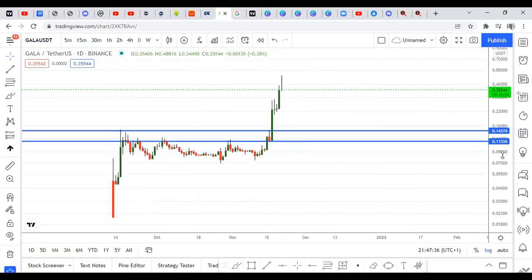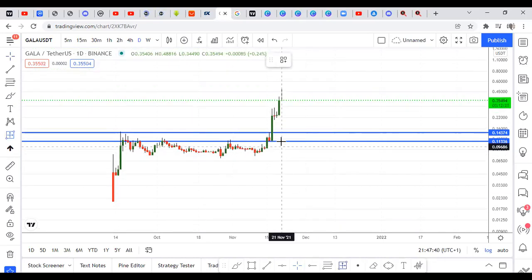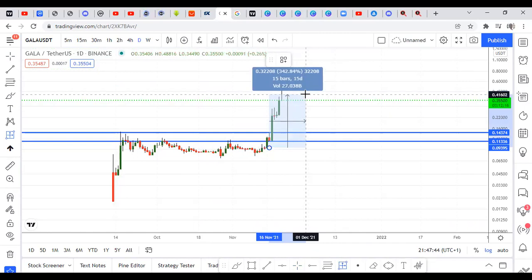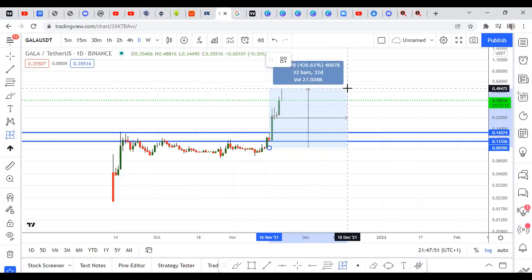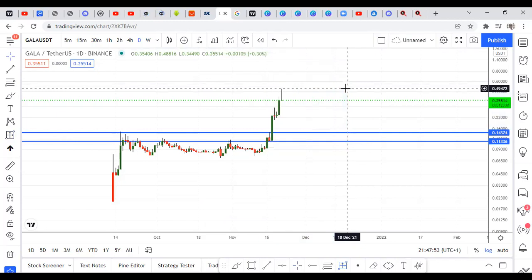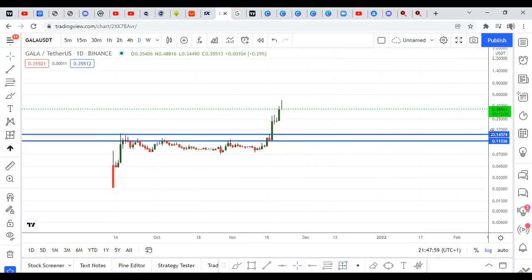This market has been crazy. It has been doing something crazy for the past few days. Oh my God. This market did about 400% in the past five days.